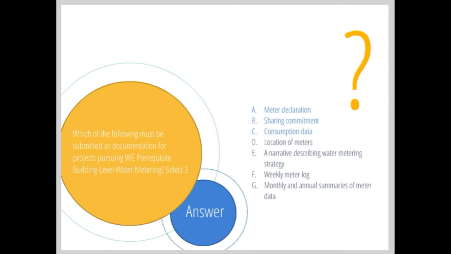The documentation requirements for WE Prereq building level water metering include 1. Meter declaration, and 2. Sharing commitment with USGBC and consumption data. Note that consumption data for the prerequisite is done on a monthly basis. Let's look at other answer choices. Those are documentation requirements for WE credit building water metering.